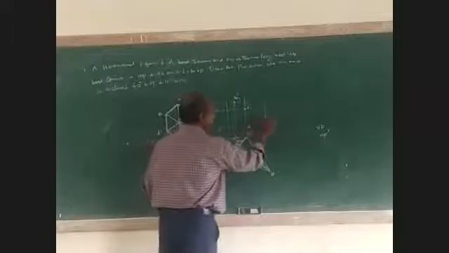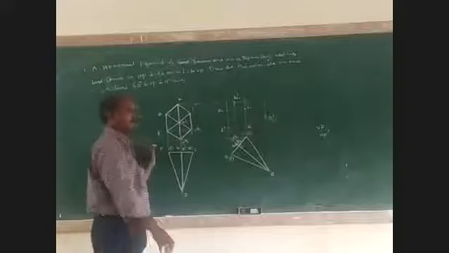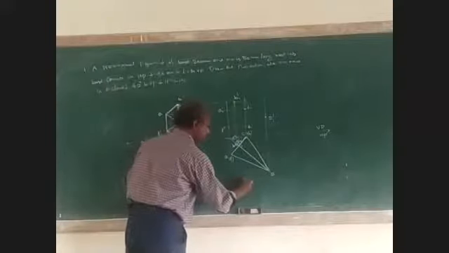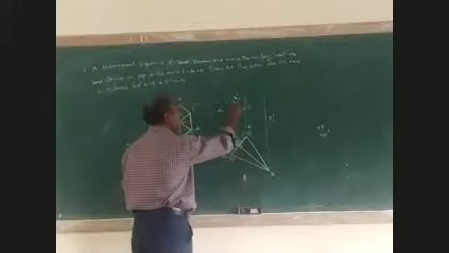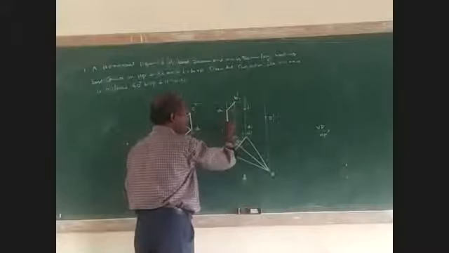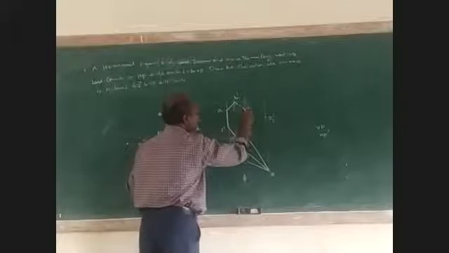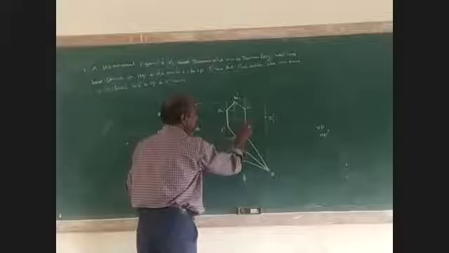This is O1 dash. Then when you see from here, which is visible? Only half. Therefore you have to draw only half as visible. The other half is invisible. You have to draw the dash line.